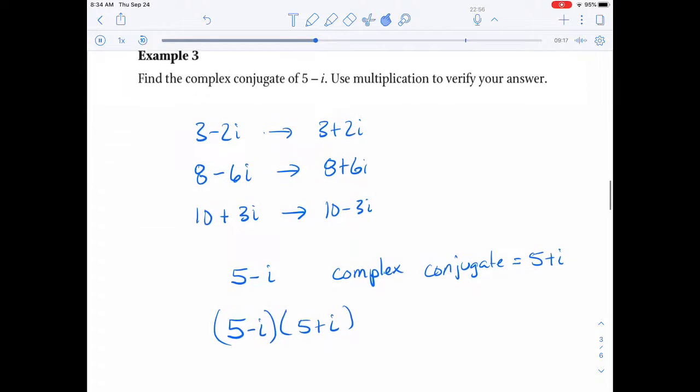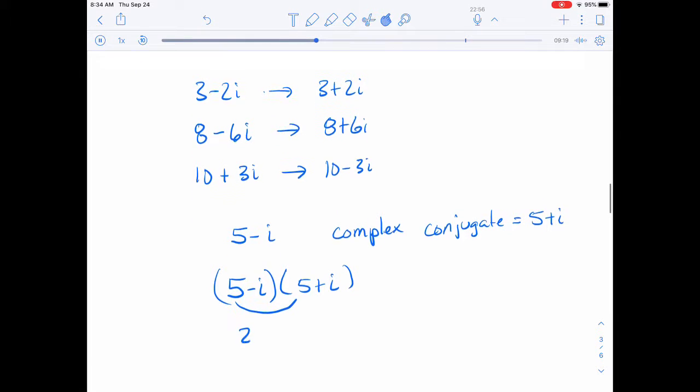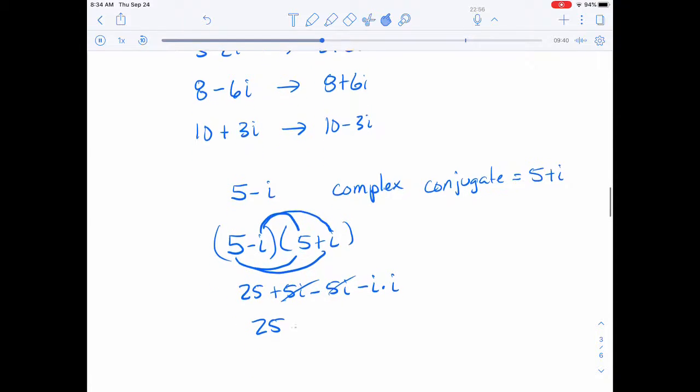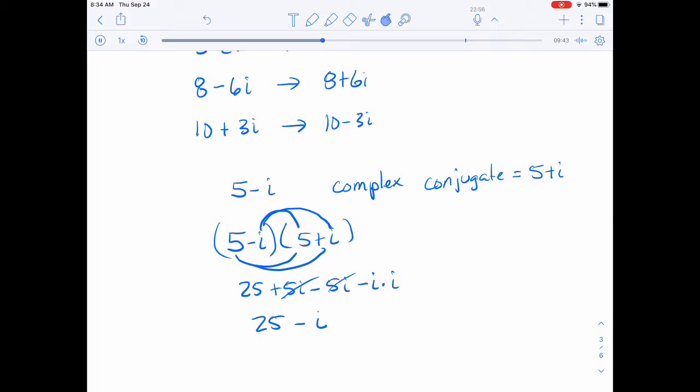Let's distribute the 5 to the 5. We have 25. Multiply the 5 to the i, plus 5i. Distribute the negative i to the 5, negative 5i. And our last two terms, a negative i times i. Simplifying, we have 25. Our two middle terms cancel out. So we have 25 minus i squared.